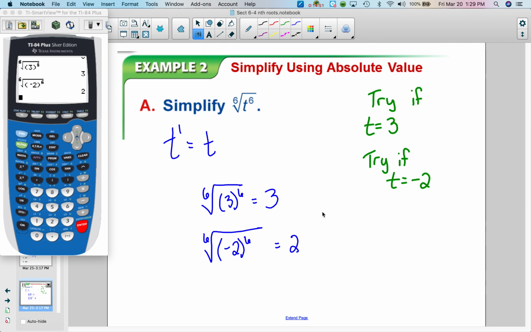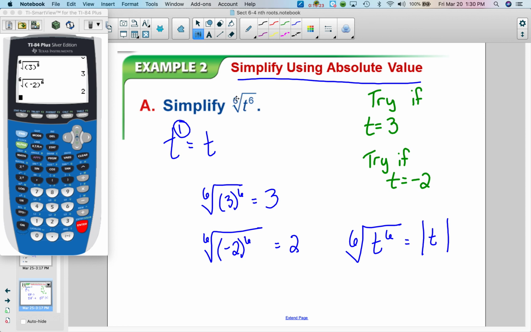So here's what you have to do for your answer. We have to say, when we simplify this, the 6th root of t to the 6th power, we don't get t, we get the absolute value of t, which is why this says simplify using absolute values. So when does that happen? Well, it's only going to happen under these situations. When you have an even power in your radicand and you have an even root, the index value, but you have an odd power for your answer. That's when you have that potential that is going to be where you need to include the absolute value.